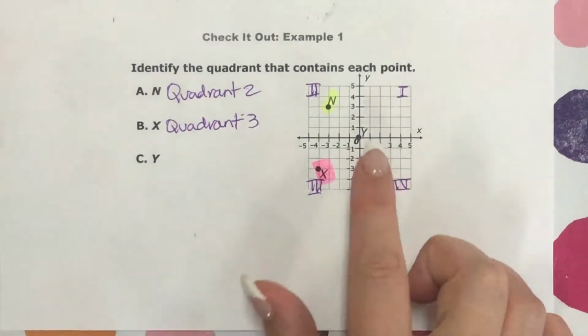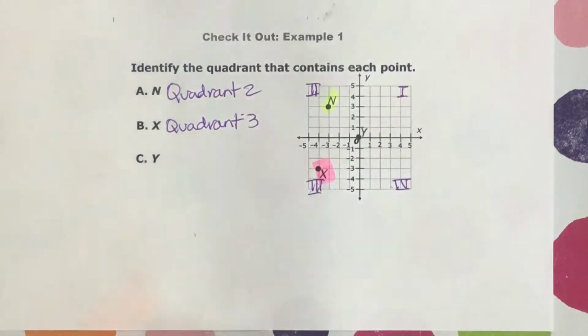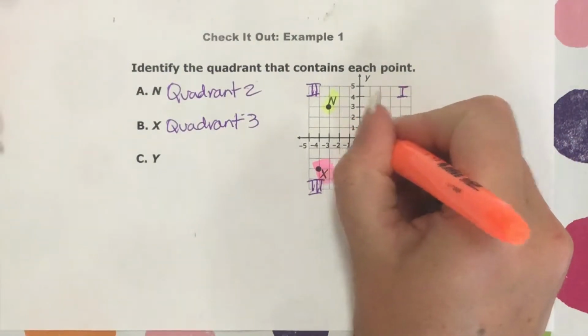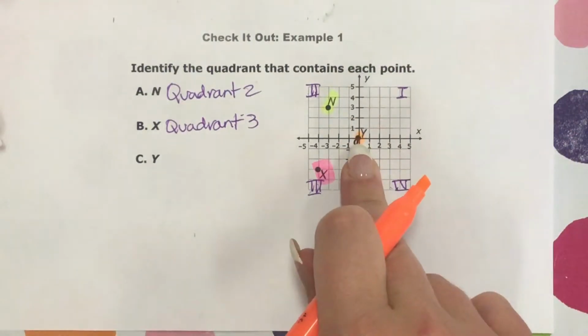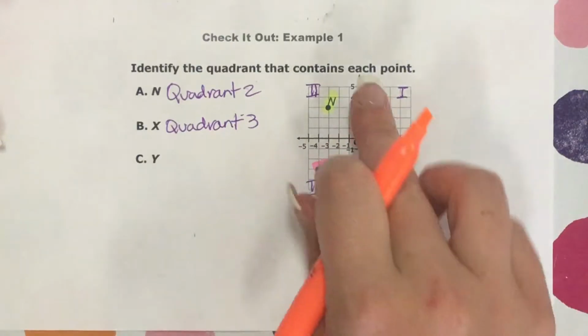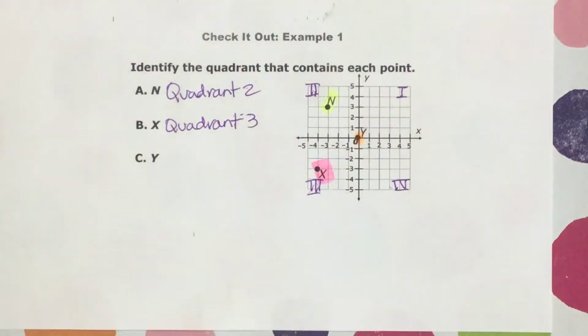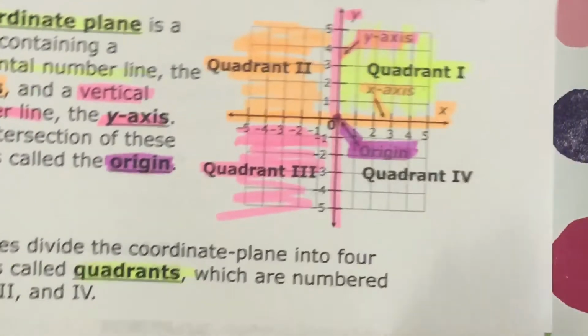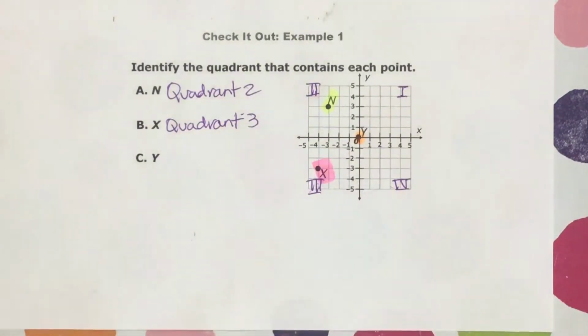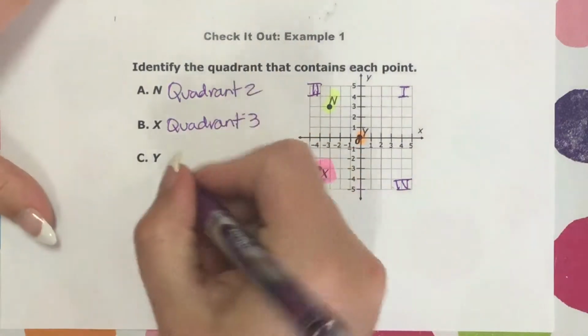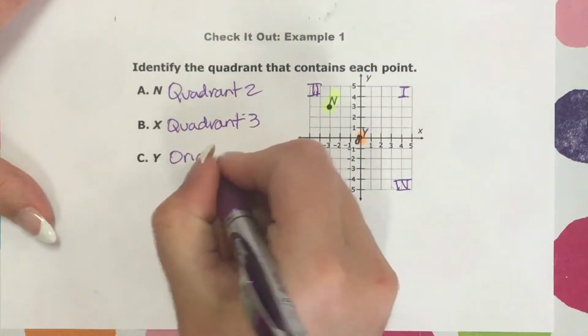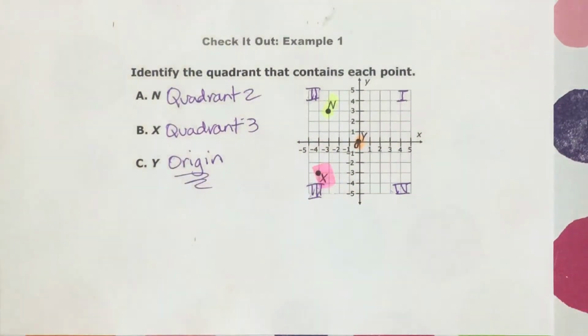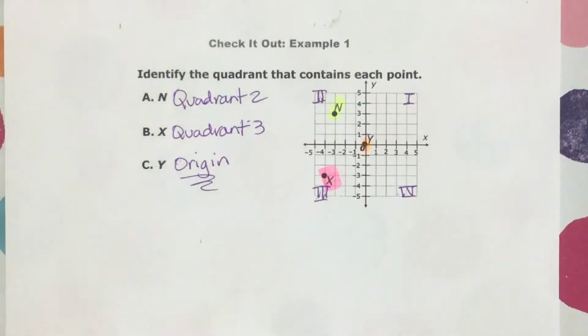And then there's Y. Now Y is a little tricky. It's right there. Do you remember what that word is? Right there where the X and the Y axes meet. That is called the origin, and that's where Y is. It is in the origin, so we just say Y is in the origin. That one's a little tricky. So if you got all those right, great job.